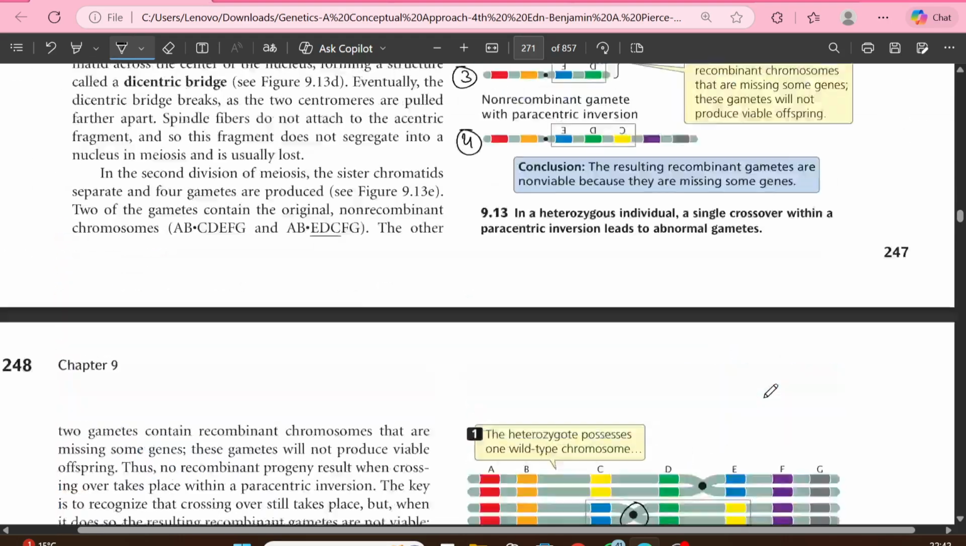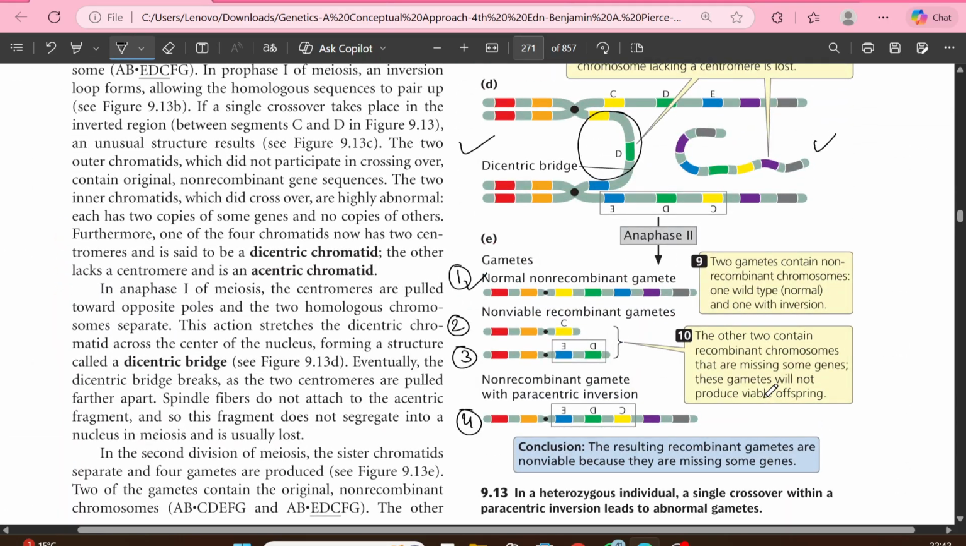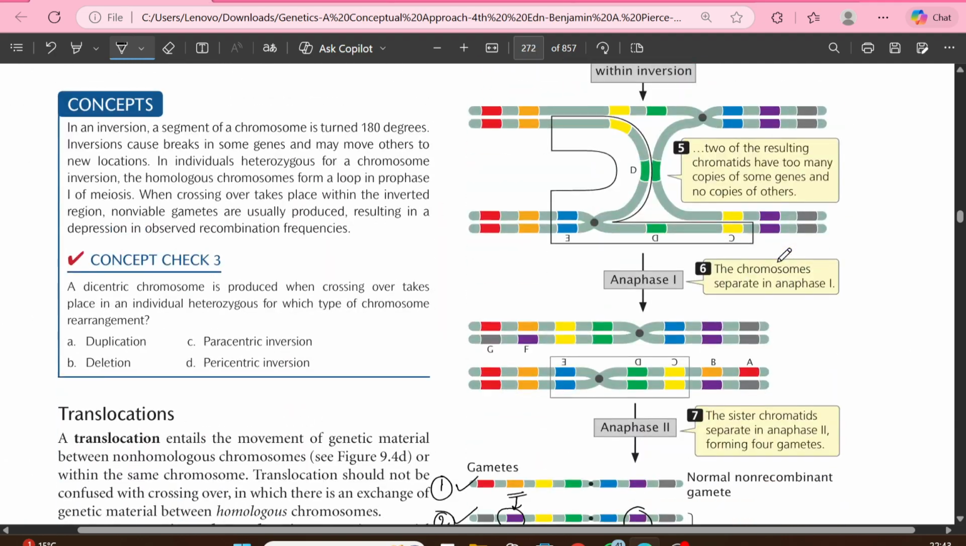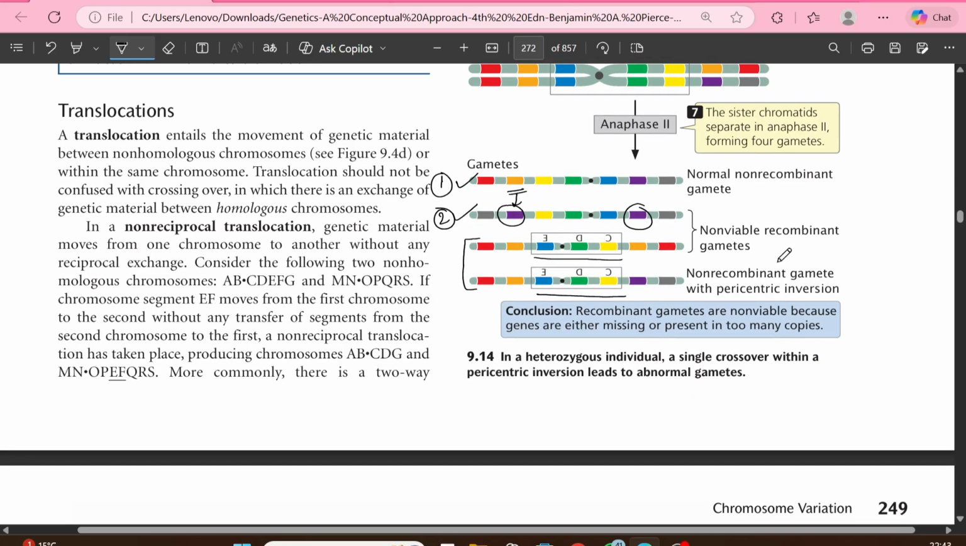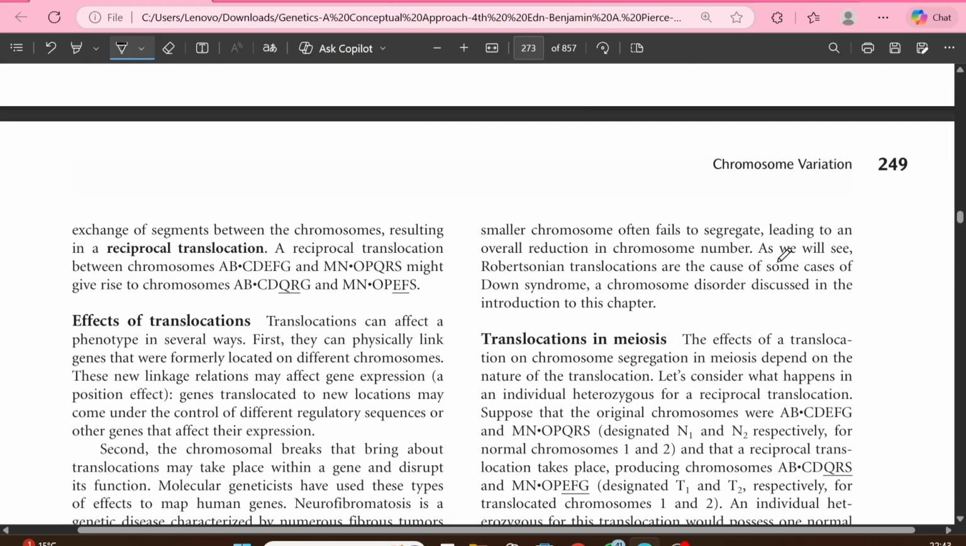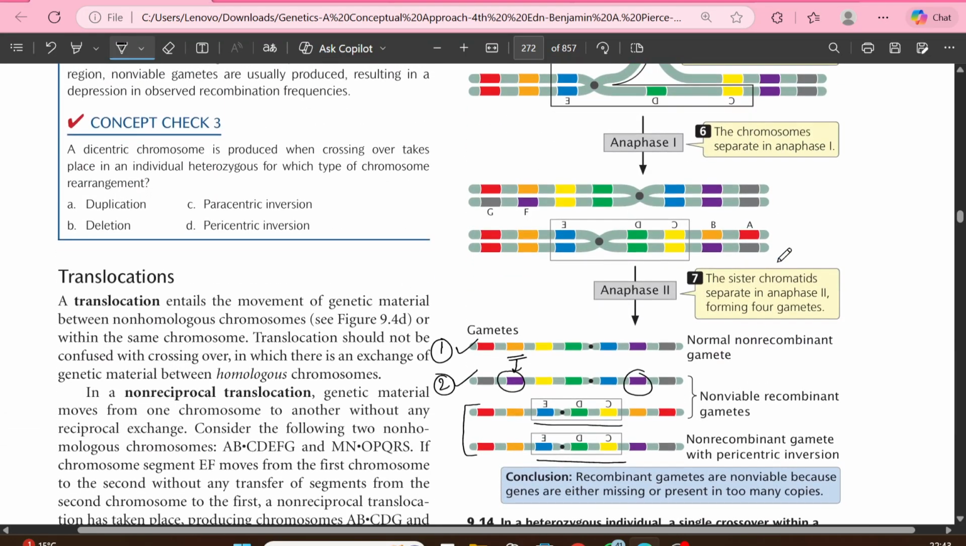So this is the condition of paracentric and pericentric. In the paracentric also, only one of the gametes was viable, which was non-recombinant. The other three became non-viable because they had the deletions and some of the genes went missing. But in this one, all the chromosomes look normal length-wise, but they had the inversions, they had certain genes which were duplicated. So that's why they became non-viable, and only the non-recombinant gamete was viable. So this is how the inversions can take place.